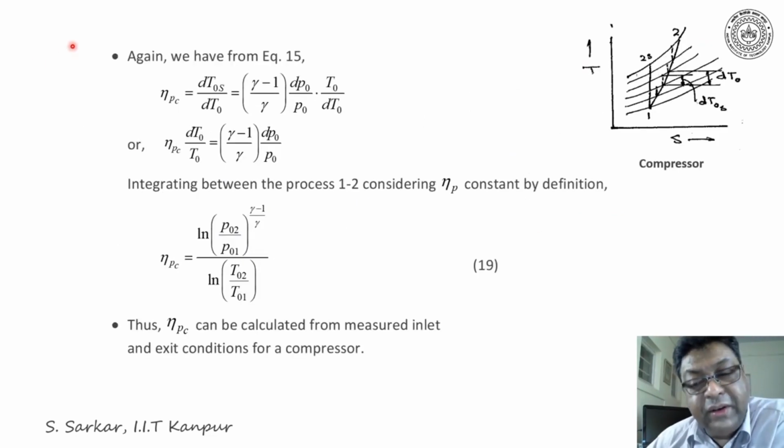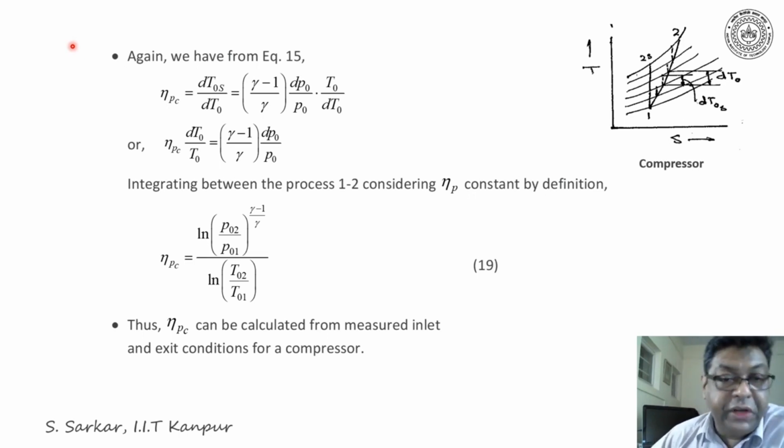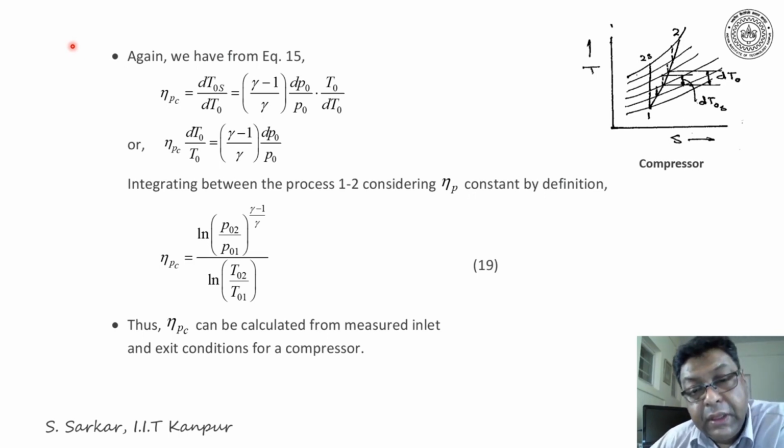Now the question is that for a given pressure ratio and the temperature ratio of a compressor or turbine, can I project the value of polytropic efficiency? The answer is yes. How would we do that? I have indicated here.